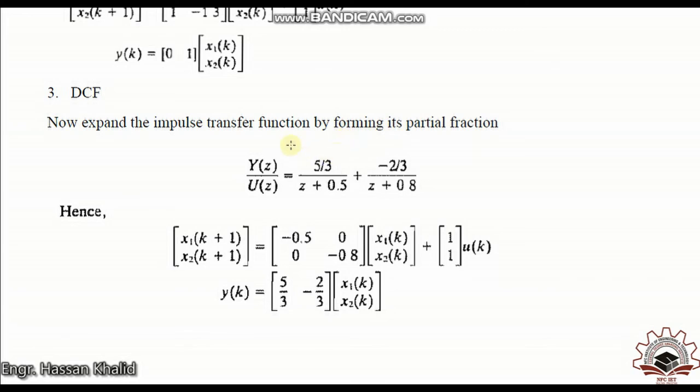Now lastly, the formation of the diagonal canonical form. For that purpose, I will expand my pulse transfer function into partial fractions with a and b coefficients, and by evaluating those constants at the given poles, I will be able to find the values of my diagonal canonical G matrix and the output matrix, which is equal to 5 by 3 and minus 2 by 3, which are the values of C1 and C2, and the poles z equal to minus 0.5 and z equal to minus 0.8, represented as p1 and p2, as studied in the slides.